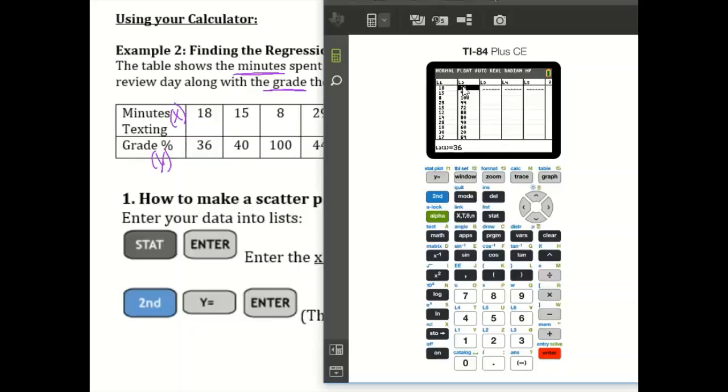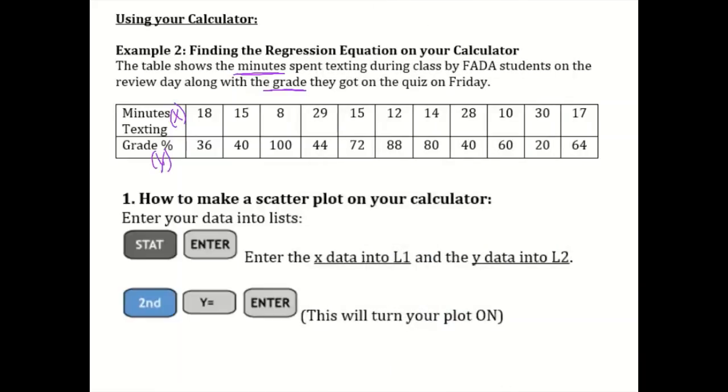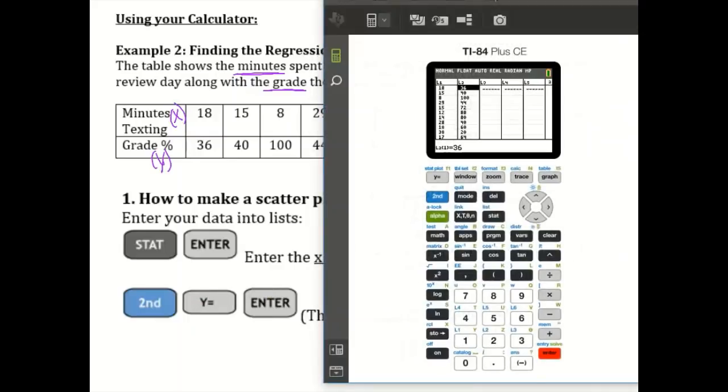Now that you have all of your data entered into your calculator, we are going to graph this into a scatter plot. We're going to see what this scatter plot actually looks like. So our directions here say we're going to hit second Y equals enter. So this will turn your plot on. So on my calculator, I'm going to hit second Y equals and enter. You notice it's already set to off. We're going to hit enter to turn it on. And you can see this tiny picture of what looks like a scatter plot.